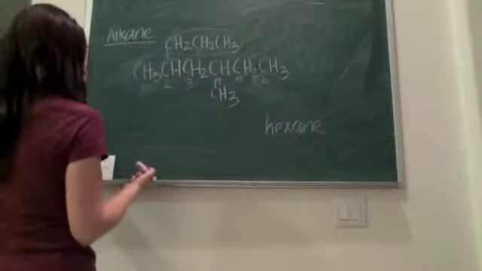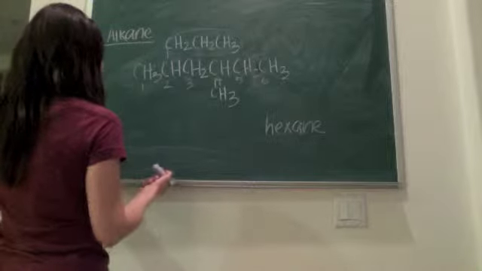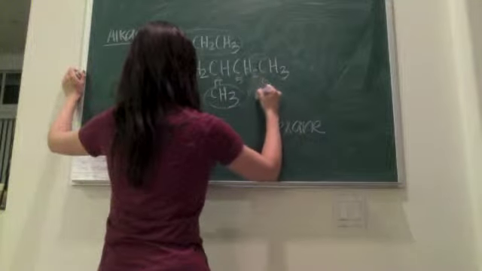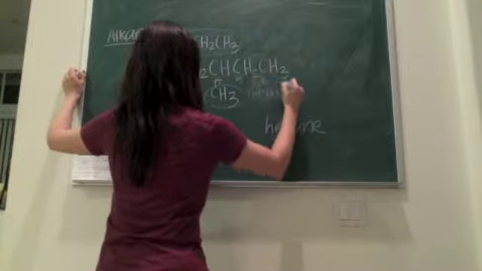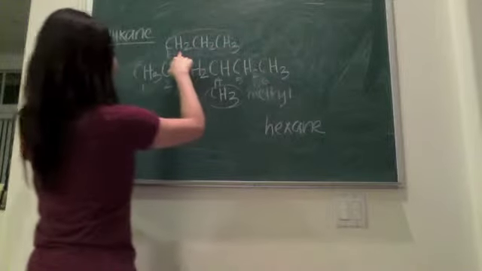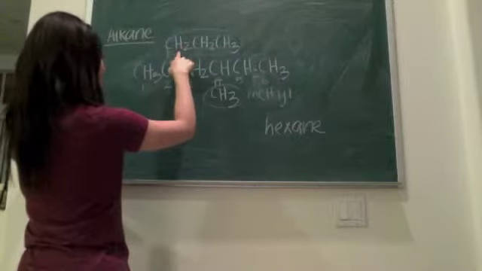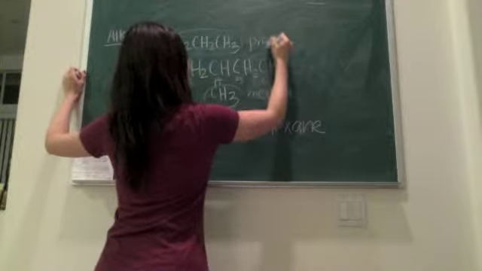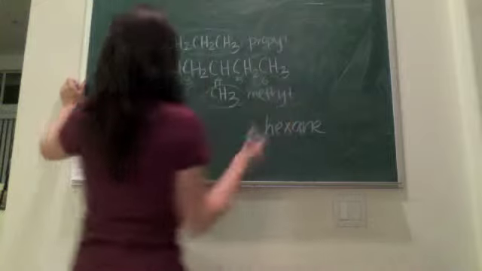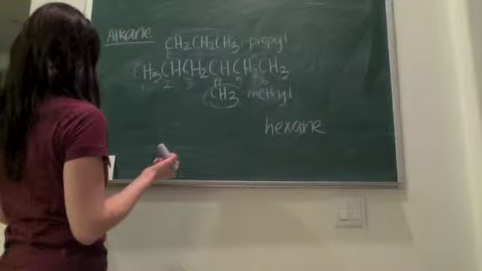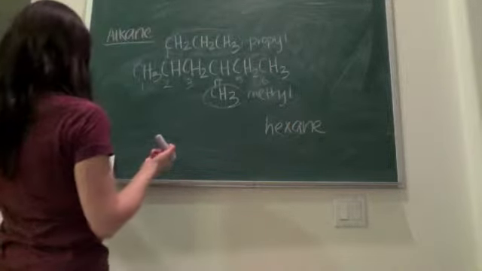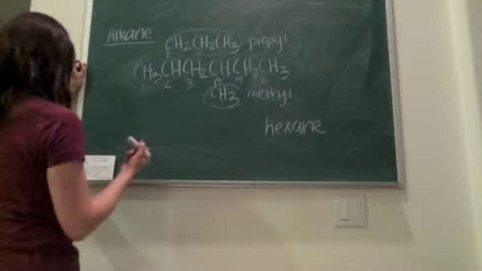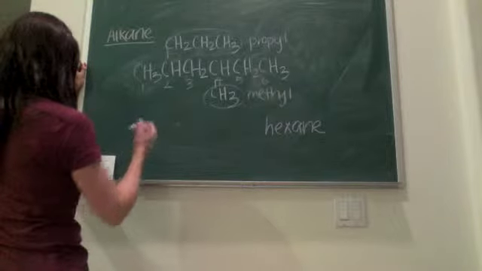Step number 2, name any alkyl group substituents. This one is called a methyl. If you look at the chart, 1 carbon is a methyl. The one on top is a propyl because there are 1, 2, 3 carbons. Step number 3. Construct the name of the hydrocarbon by placing the substituents in alphabetical order and specifying their position numbers followed by the name of the parent chain.